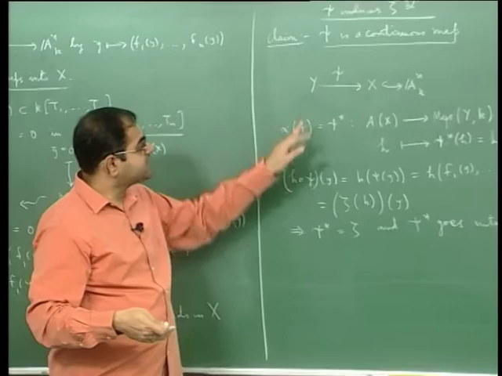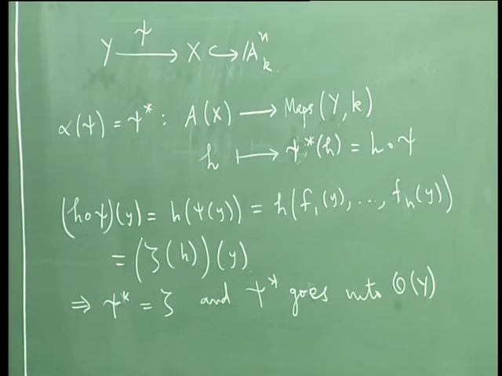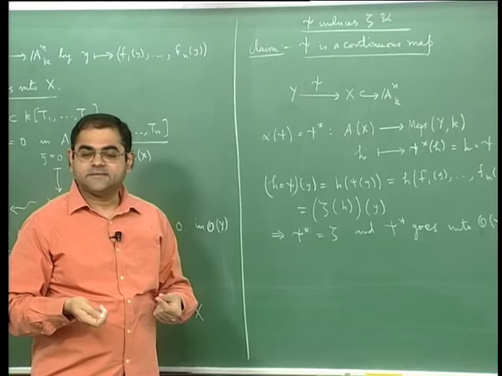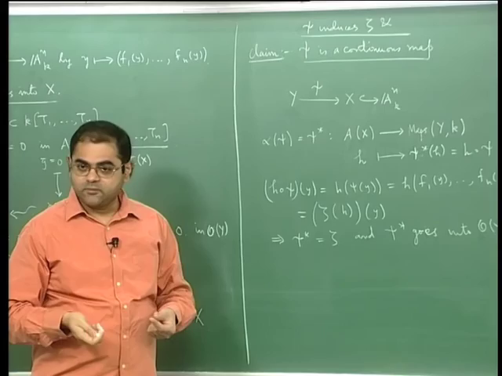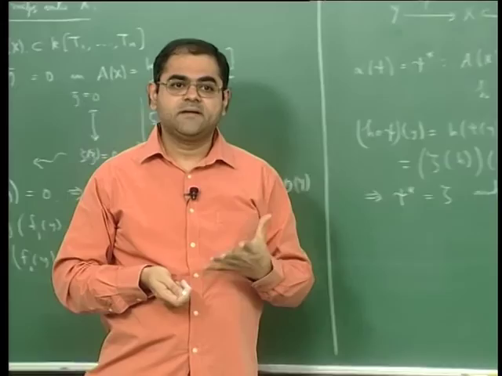So what you must understand is, if you take a variety, and you take a bunch of regular functions on that variety, and you take the common zero locus of those regular functions, the result is again a closed subset of that variety. Just like closed subsets of affine space are given by common zeros of a bunch of polynomials, closed subsets of any variety are simply given by the set of common zeros of a bunch of regular functions.